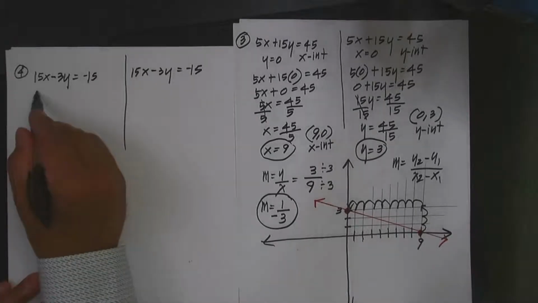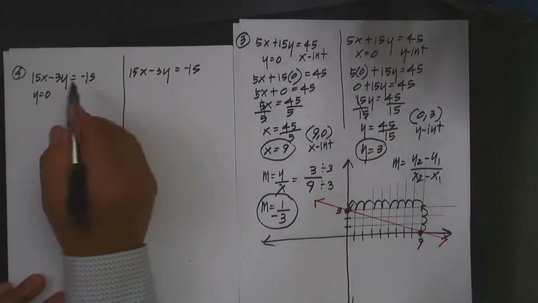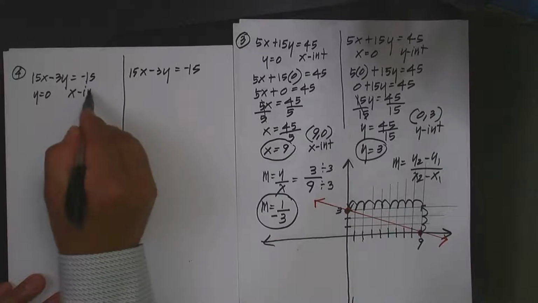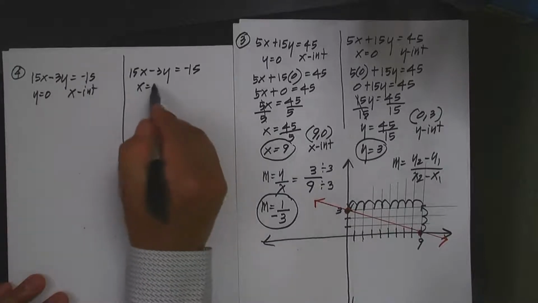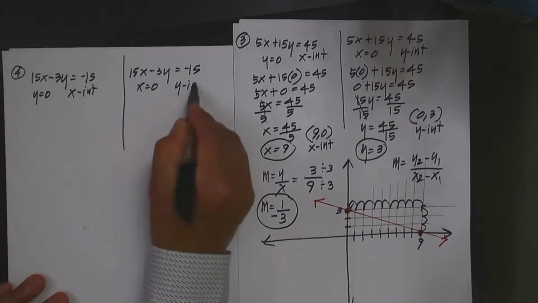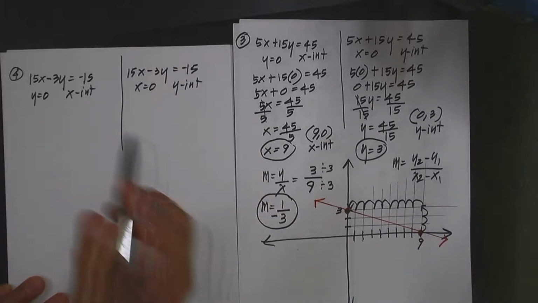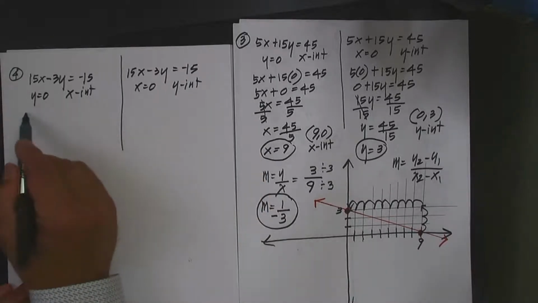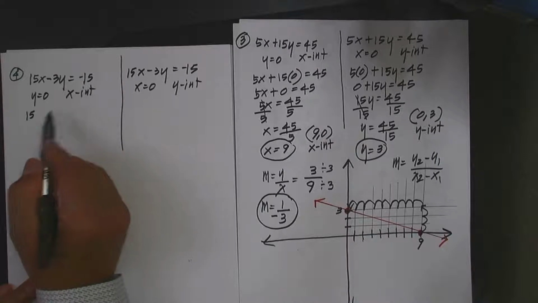Okay, so y is equal to 0, so that you can find your x-intercept, and x is 0 so that you can find your y-intercept. Just follow that kind of procedure. Then proceed. You have 15, right?